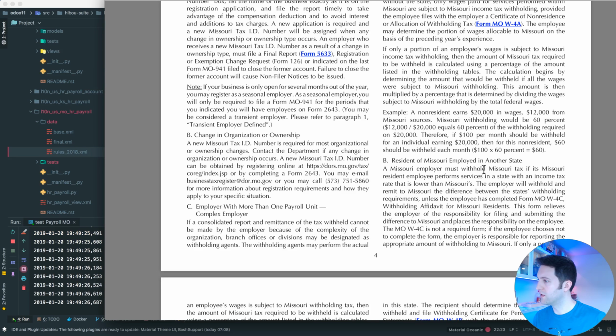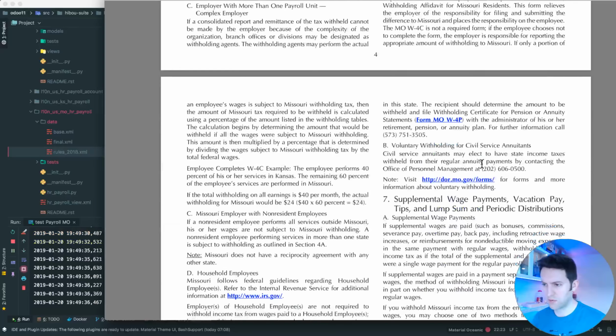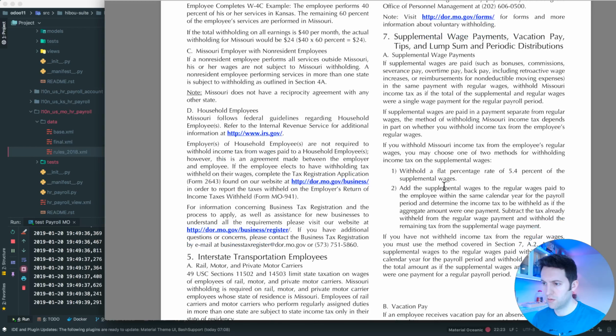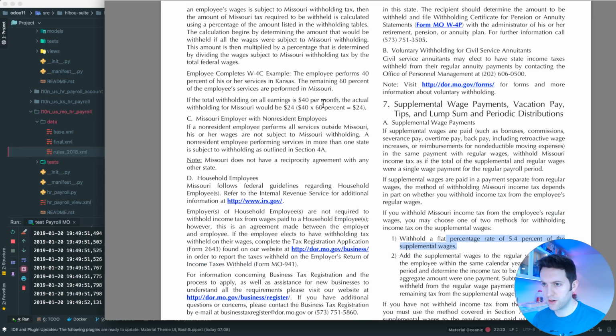So it kind of sounds like you calculate the tax on the total amount and then multiply it by how much. All right, well, I guess we'll find out when we get to the code for it. Withhold a flat percentage of 5.4%. And then we've got this additional bit over here.